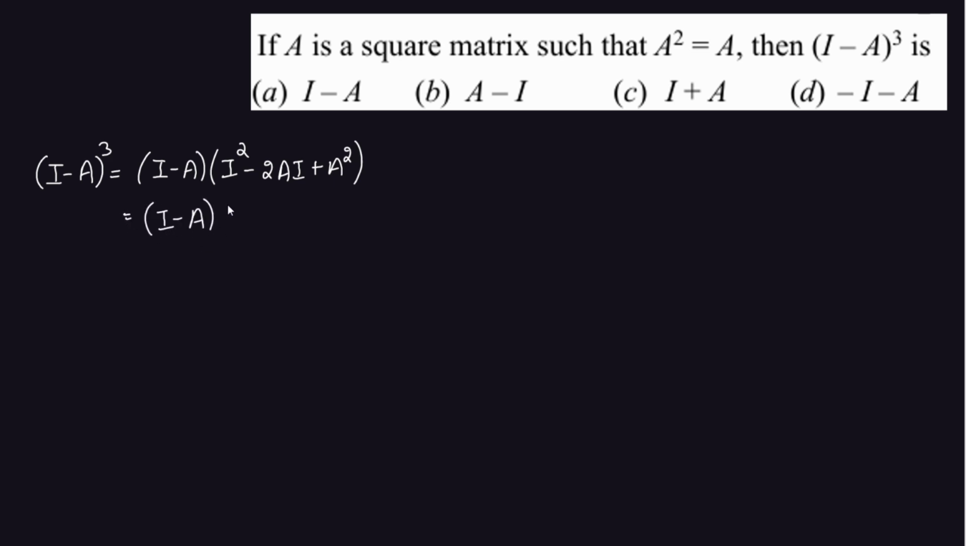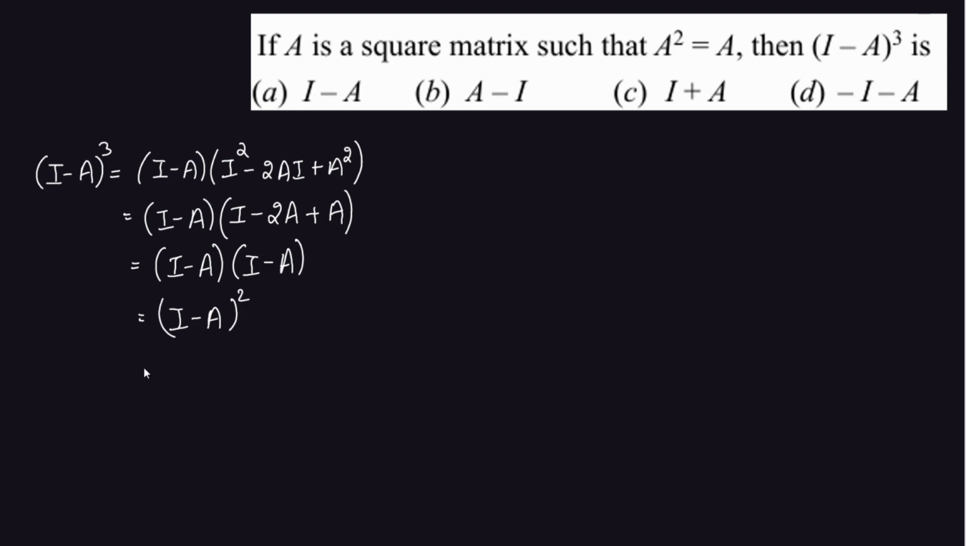I minus A. What is I square? We know identity matrix, whether I square or cube, I'll get back the same identity matrix. So I square is I. When I'm multiplying any matrix with the identity matrix, it will be the matrix itself. So 2A plus, what is A square? It is already given that A square is equal to A. So this is plus A. Now if I simplify, what do I get? I minus A into I minus A. Why? Because minus 2A plus A is subtracting and keeping the bigger number sign. So minus A. So this is what? I minus A whole square.